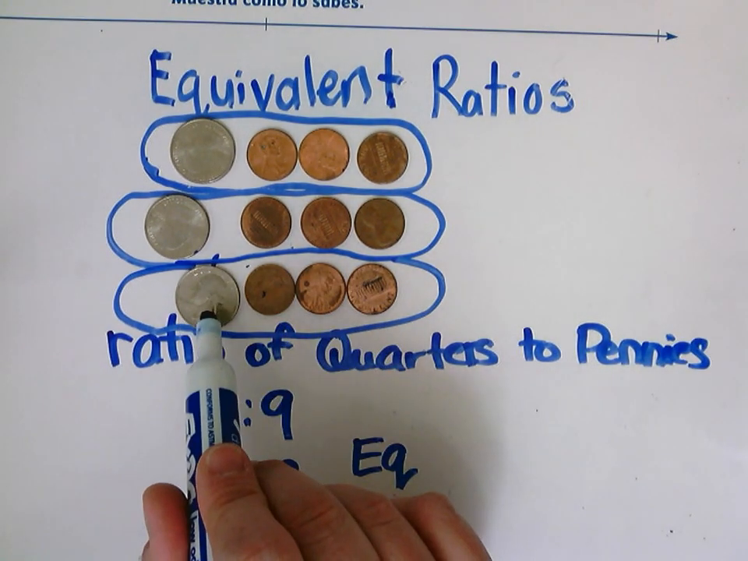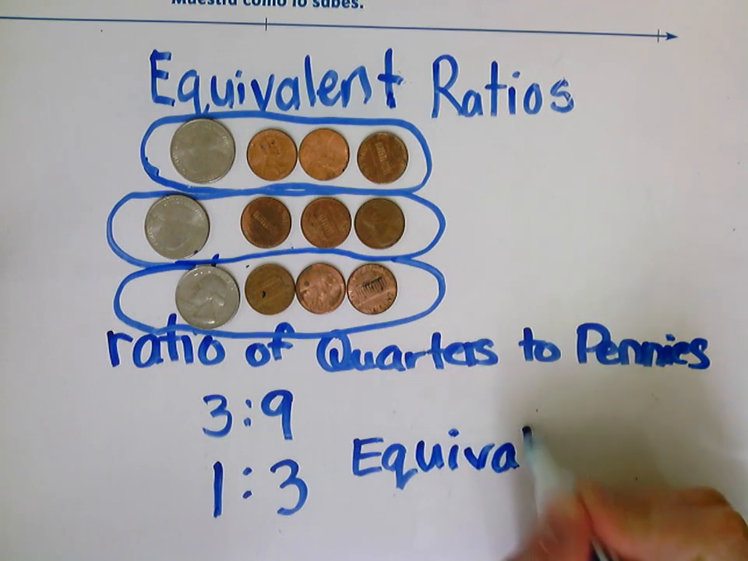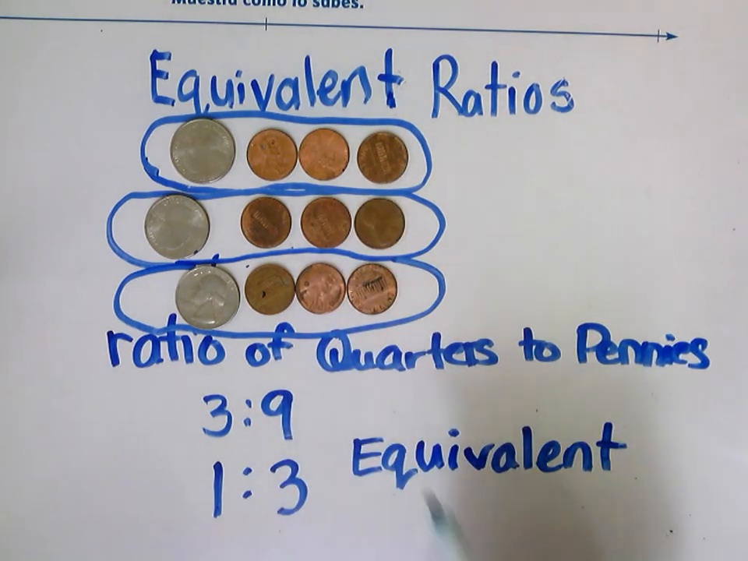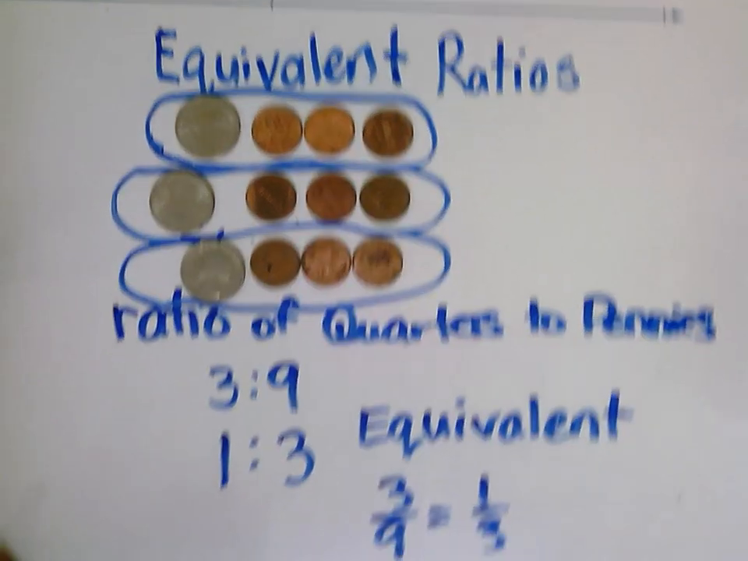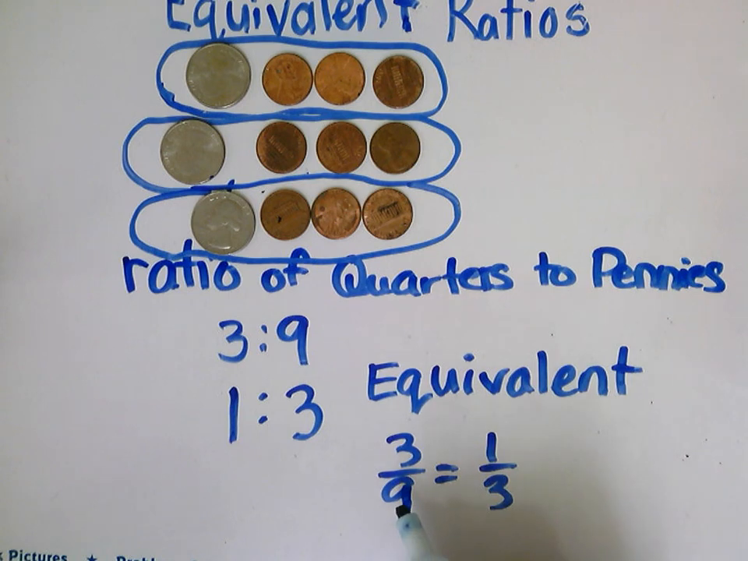For every quarter, I have 3 pennies. That is my ratio, 1 to 3 or 3 to 9. They're equivalent, meaning that they are describing the same situation. Okay, if you think back to your fractions, if I wrote them out as their values, 3/9 is equal to 1/3. This is 1 times 3 is 3. All right, 1 times 3 is 3. 3 times 3 is 9. We're growing by the same amount. We're growing by the same times, okay? So these are equivalent ratios.